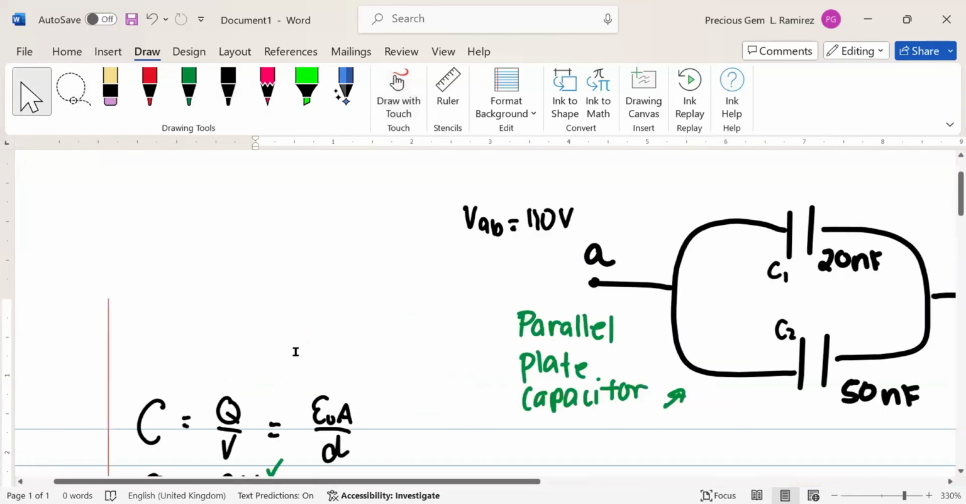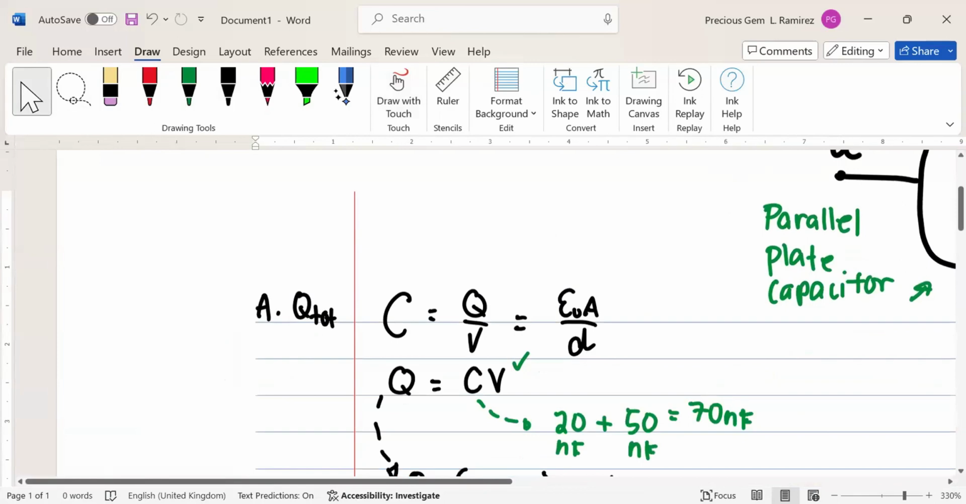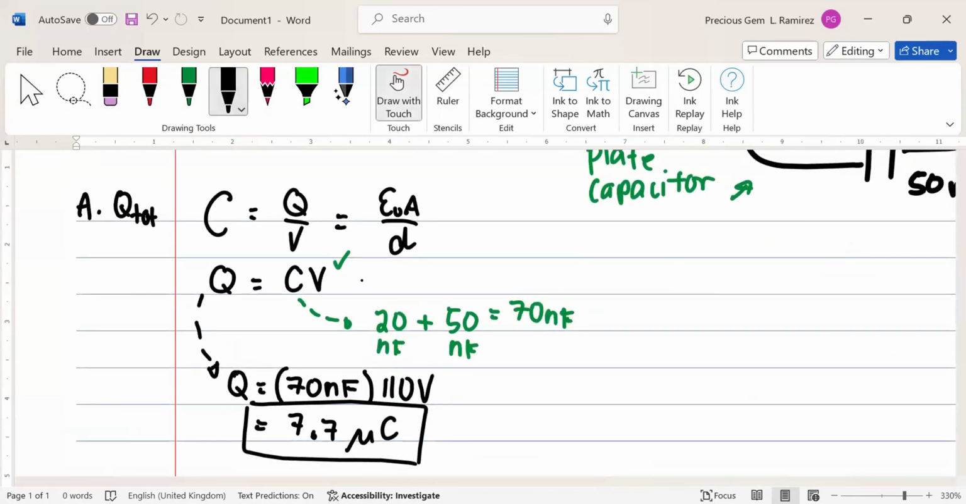Okay. The first question is, what is the total charge? The total charge from C equals Q over V, we need our Q. Manipulating our equation, we will get Q equals CV. Now our C, because it is parallel, what do we know? If it's parallel, do we add or do we reciprocate?